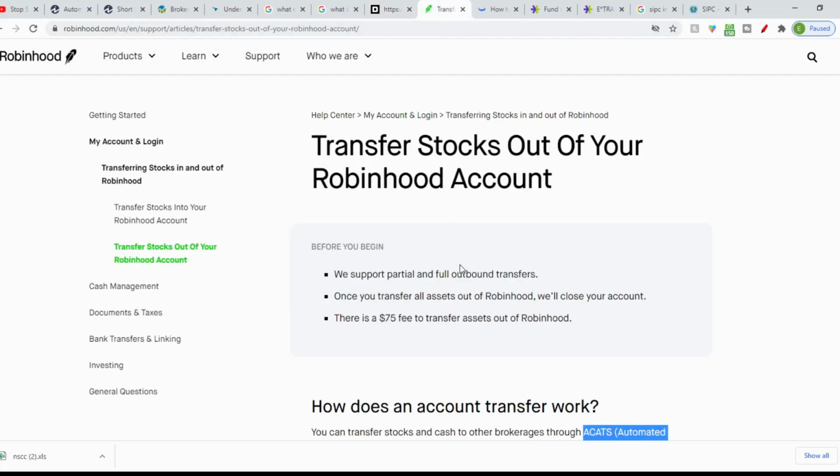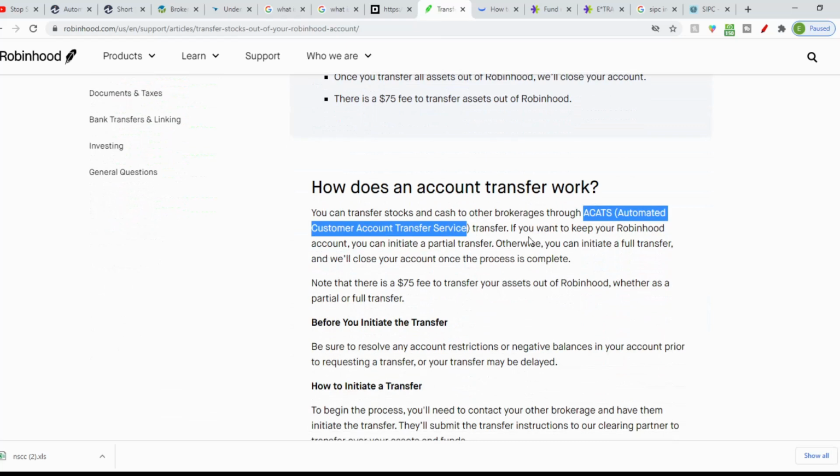Transfer stocks out of Robinhood. It's very simple, ladies and gentlemen. Of course, they're going to charge you a $75 fee. All right, and here we go. You see it's already highlighted. ACATS, Automated Customer Account Transfer Service. They're going to charge you $75. So again, you do not have to liquidate your account. That is one option you can do.